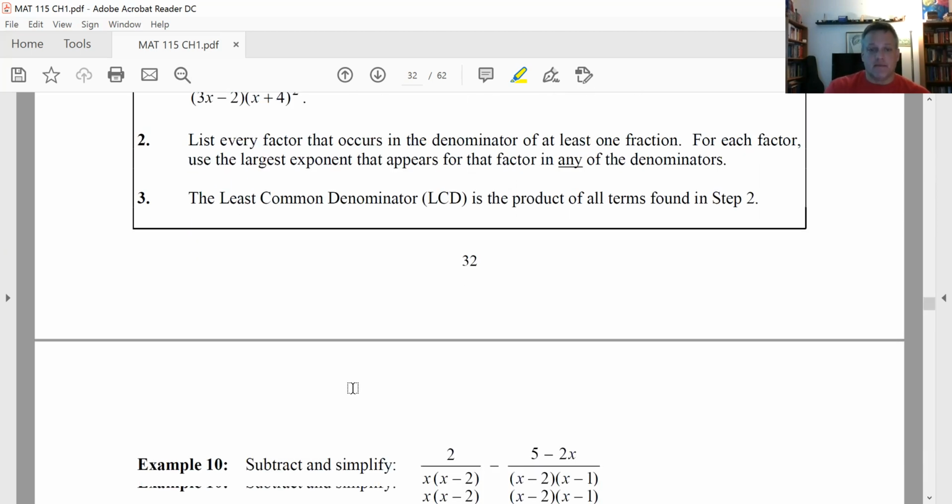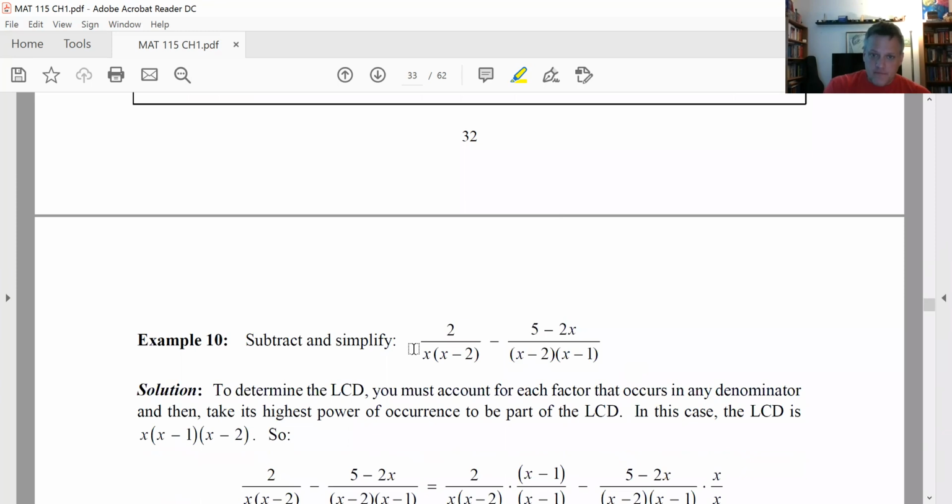All right, so let's look at an example. Let's actually compute this difference. First, the LCD. I already have the bottoms factored, so you don't have that extra step in this case. You want to include x, you want to include x minus 2, and you want to include x minus 1 in the LCD. Again, those are factors that occur in at least one, not both. They could be in both, but they have to occur in at least one of the fractions in the difference. So our LCD is that product.